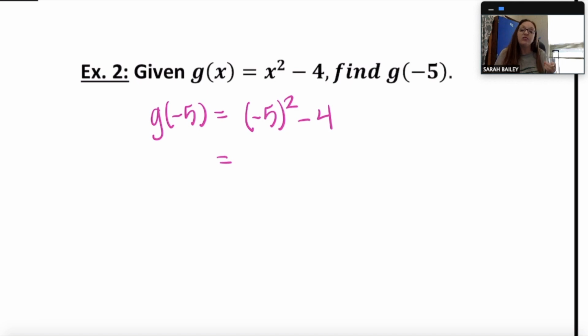Well, negative 5 squared means negative 5 times negative 5, which is 25. And then 25 minus 4, 21. So g of negative 5 is 21.